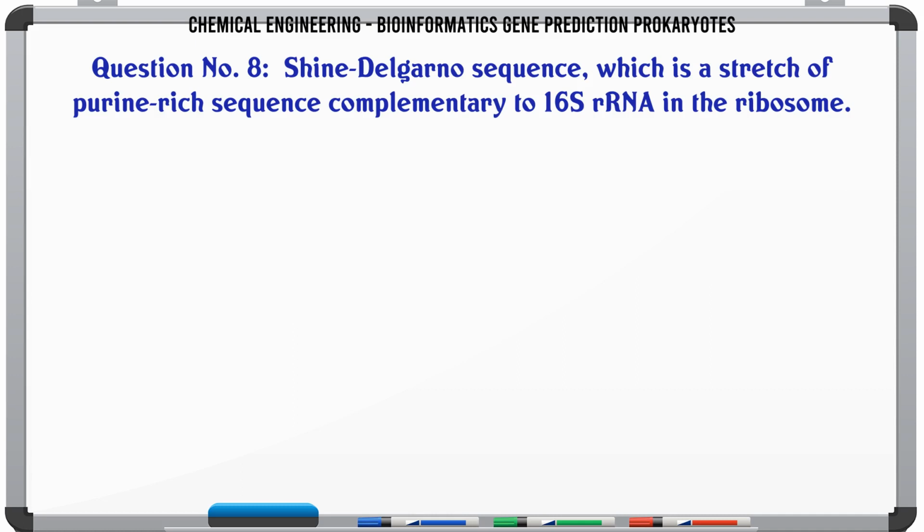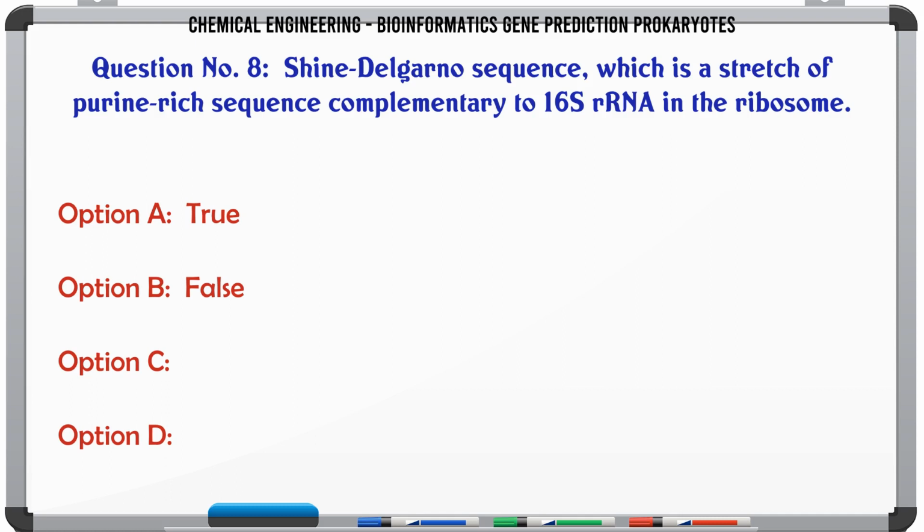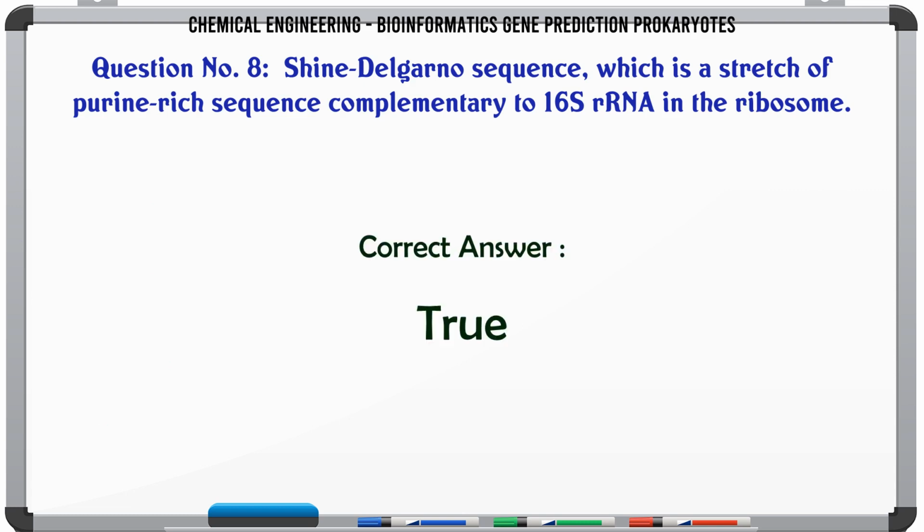Shine-Dalgarno sequence, which is a stretch of purine-rich sequence complementary to 16S rRNA in the ribosome. A. True. B. False. The correct answer is true.